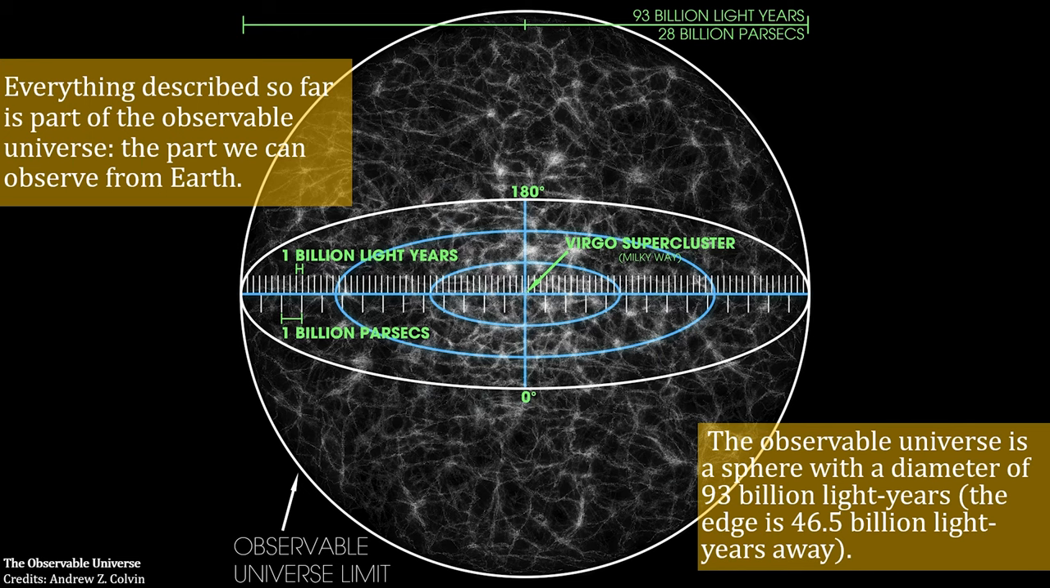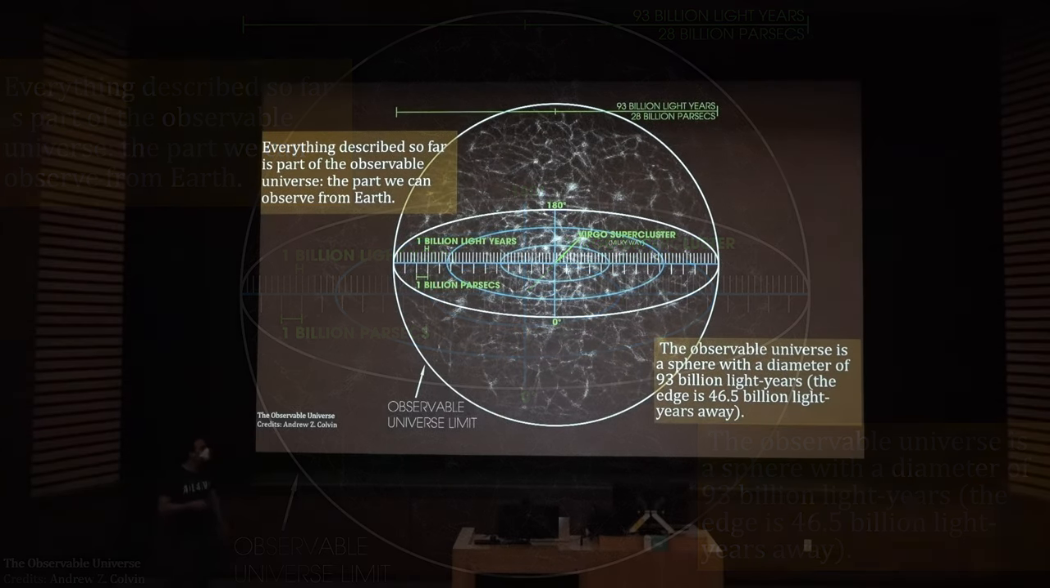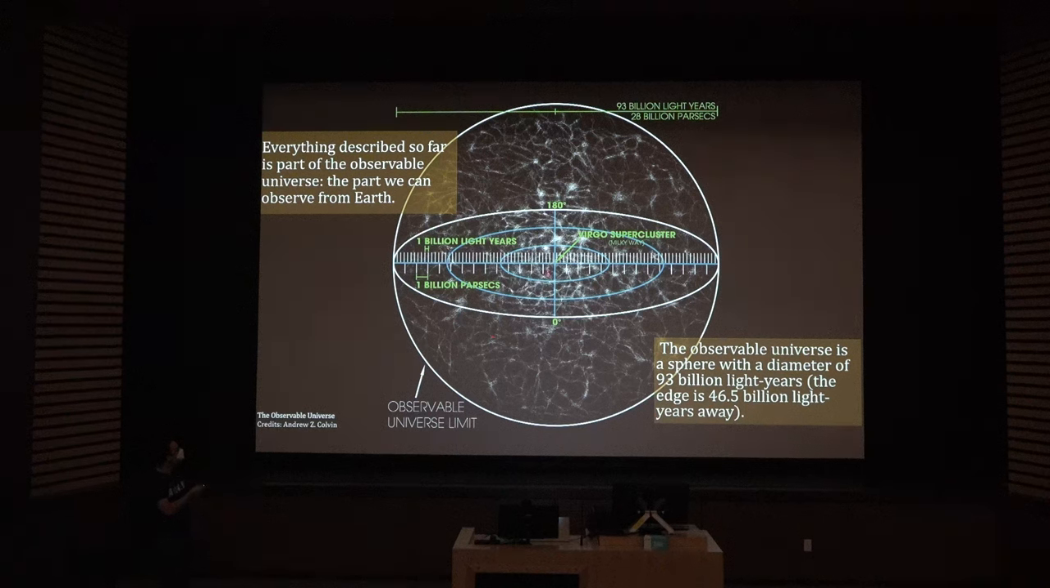Now, everything I talked about so far in the last two lectures is part of the observable universe. Observable meaning the part we can see from Earth. So what we can observe. The observable universe is a sphere with a diameter of 93 billion light years, which means the edge of that sphere is 46.5 billion light years away from us. So here we are in the Virgo supercluster, and we're right in the middle. And here we have 46.5 billion light years until we get to the edge of the sphere.